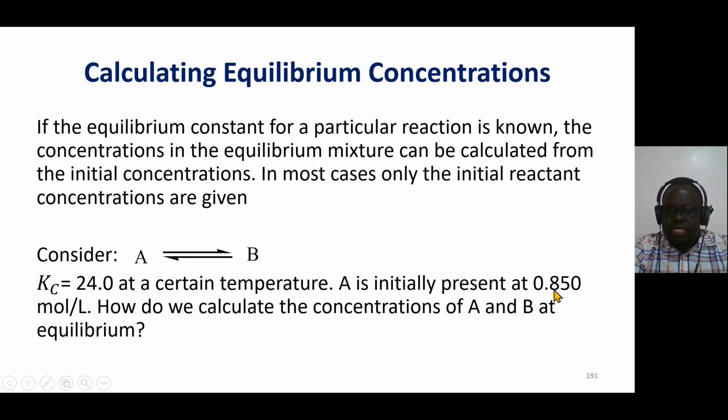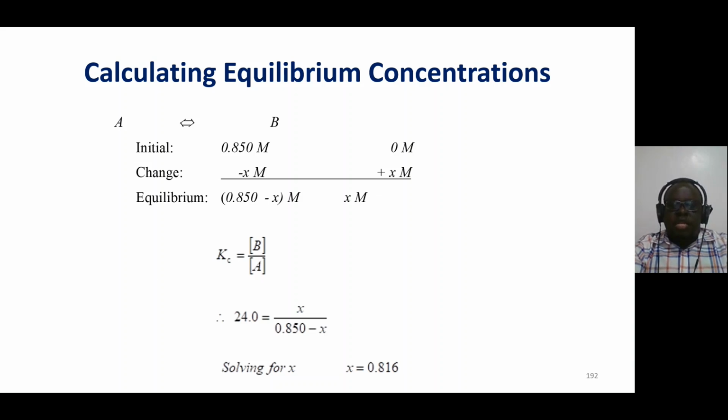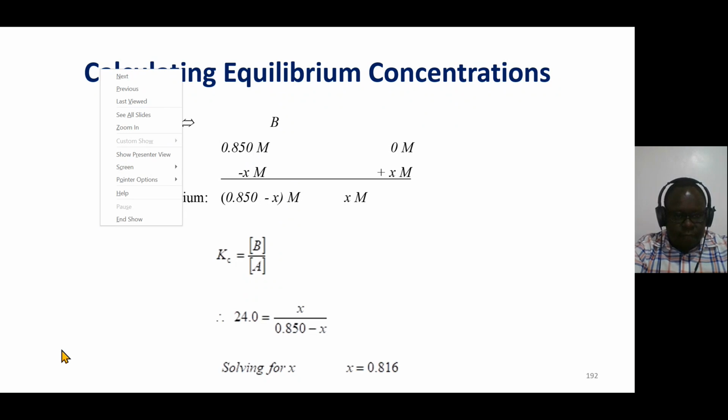A is initially present at 0.850 moles per liter. How do we calculate the concentrations of A and B at equilibrium? Considering that, A is the reactant, and initially it is present at 0.850 molar.